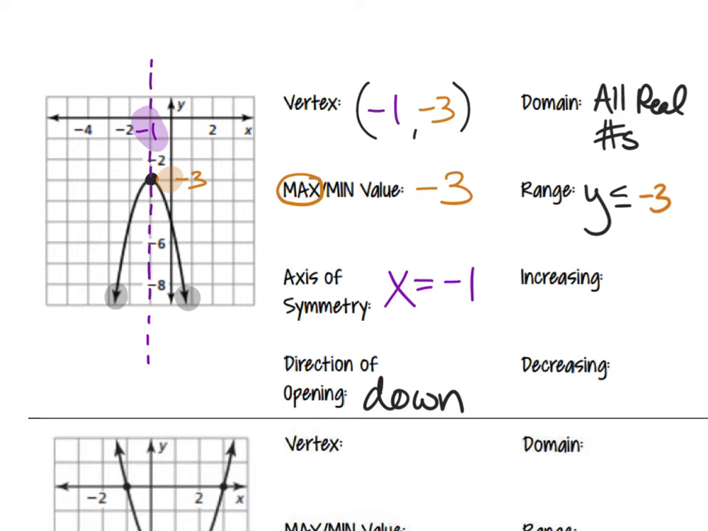Now this next part, you have not ever been asked this before, so this is new. Increasing and decreasing intervals. What I'm asking for is if you were literally walking along this parabola, like walking with your legs, are you going uphill or downhill? So right here, up here, are we going uphill or downhill? Up. That is called an increasing interval.